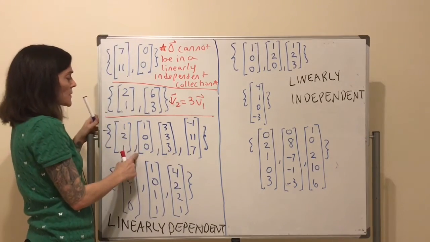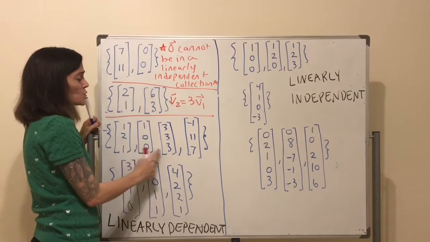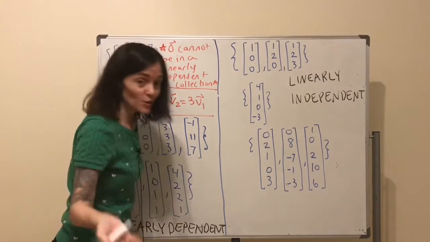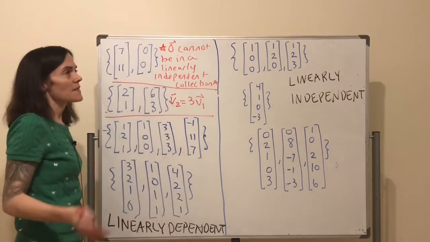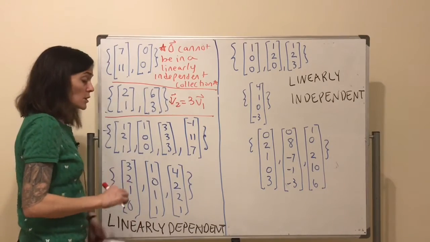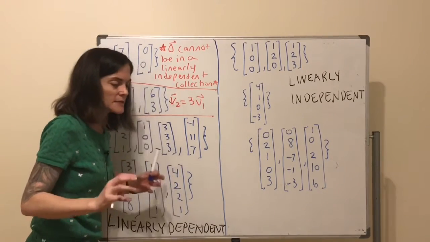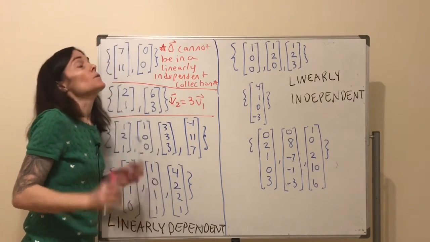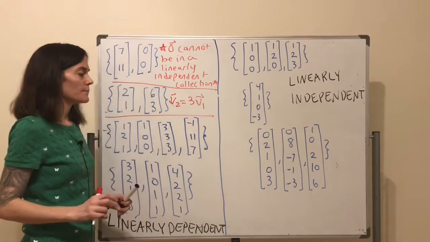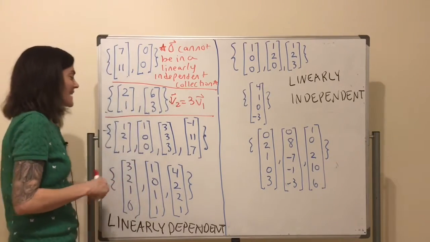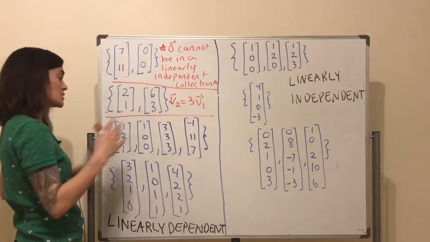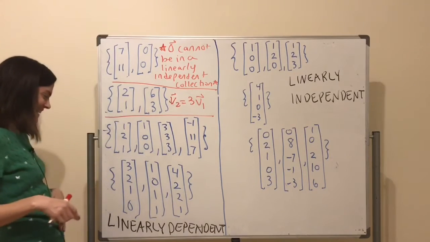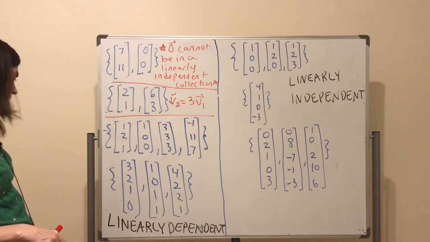Immediately we see this one is dependent because we have 1, 2, 3, 4 vectors in R3. Can't have that. The largest linearly independent set in Rn will have n vectors. And this has 4, which is bigger than 3. Okay. And now what about this last one?